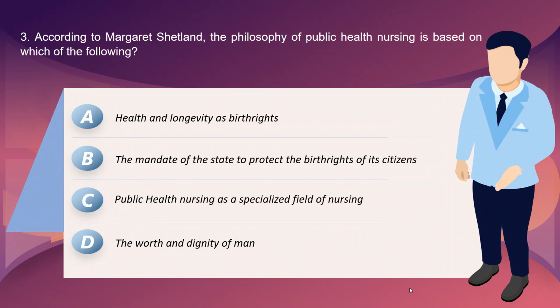Of course, we know that these two individuals, C.U. Winslow and Margaret Shetland, are the most notable individuals for community health nursing. Just remember, for C.U. Winslow, the focus is on longevity and birthright. So we eliminate letter A because that is for C.U. Winslow. And if you talk about Margaret Shetland, the focus is all about the worth and dignity of man. Answer for number three is letter D.